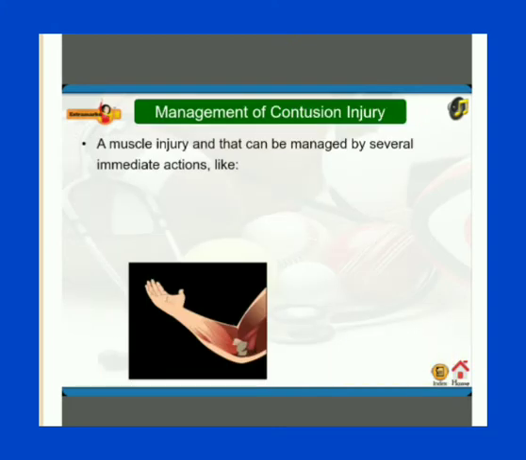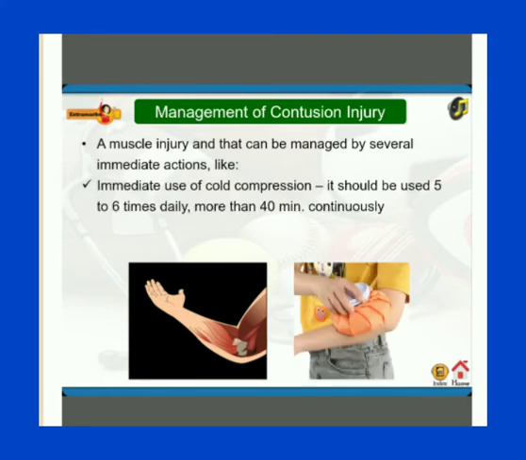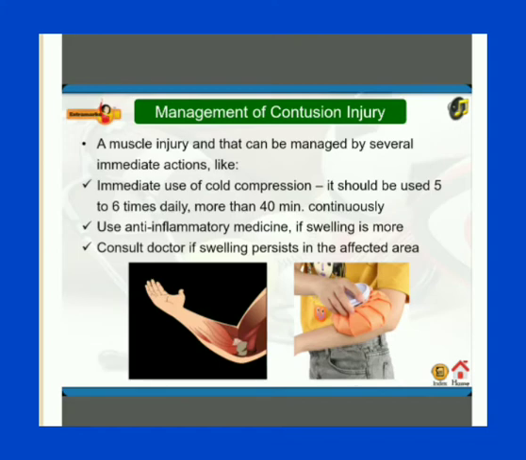Contusion is a muscle injury that can be managed by several immediate actions, like immediate use of cold compression. It should be used 5 to 6 times daily, for more than 40 minutes continuously. Use anti-inflammatory medicine if swelling is more. Consult a doctor if swelling persists in the affected area.